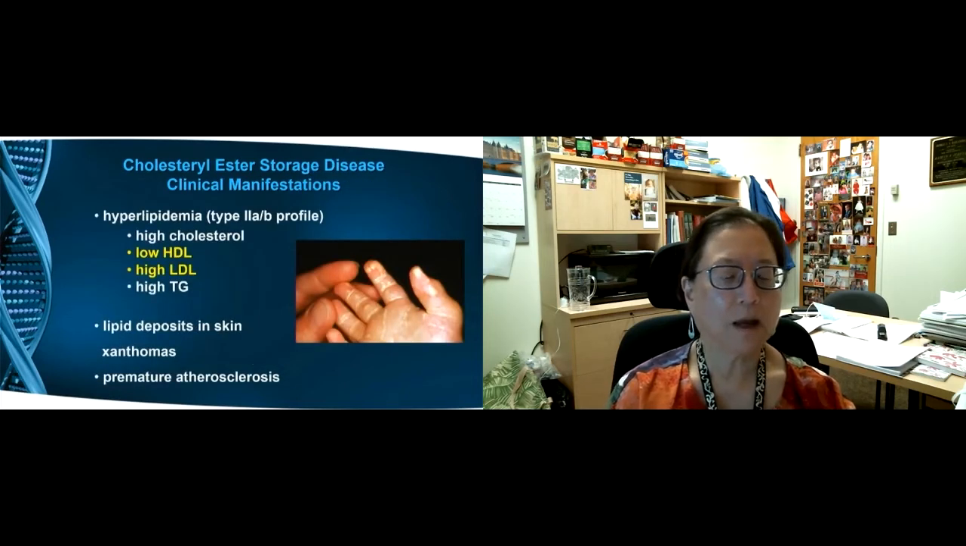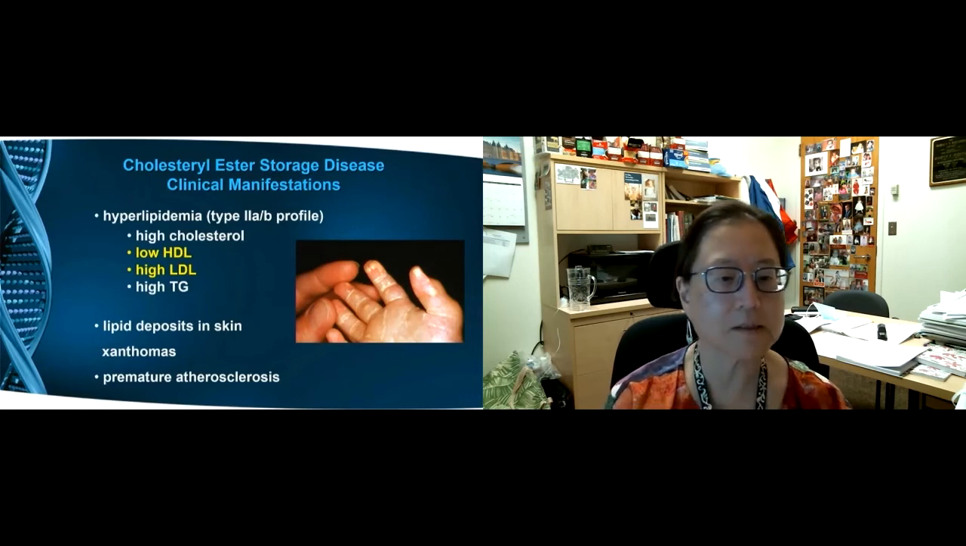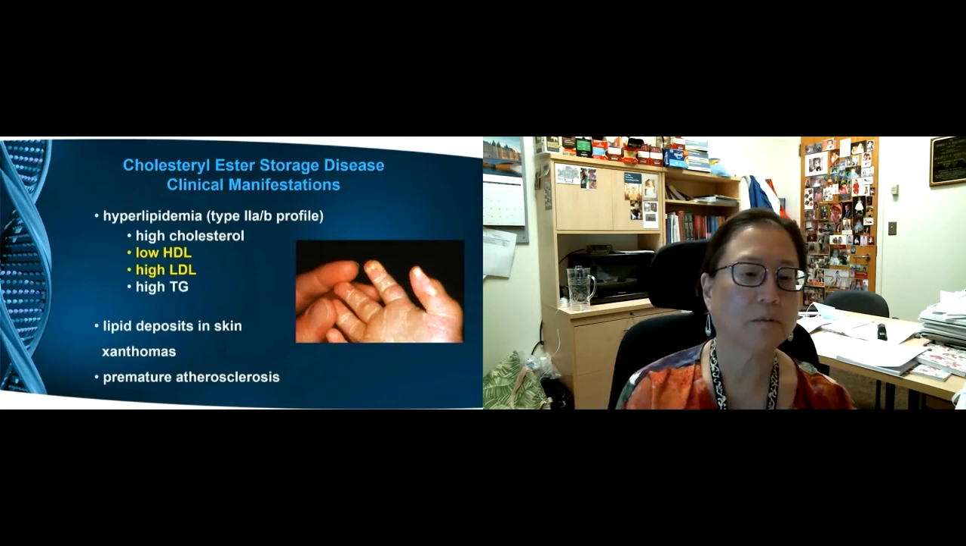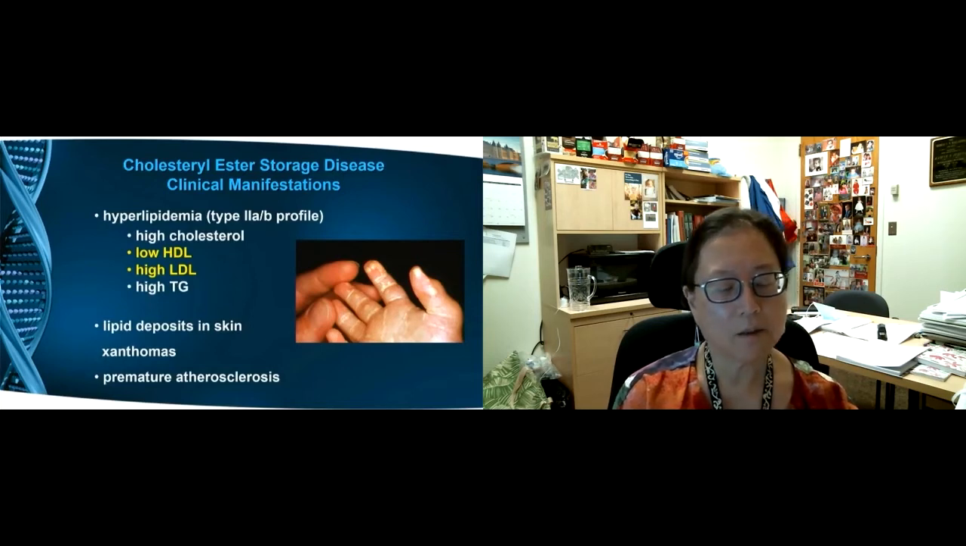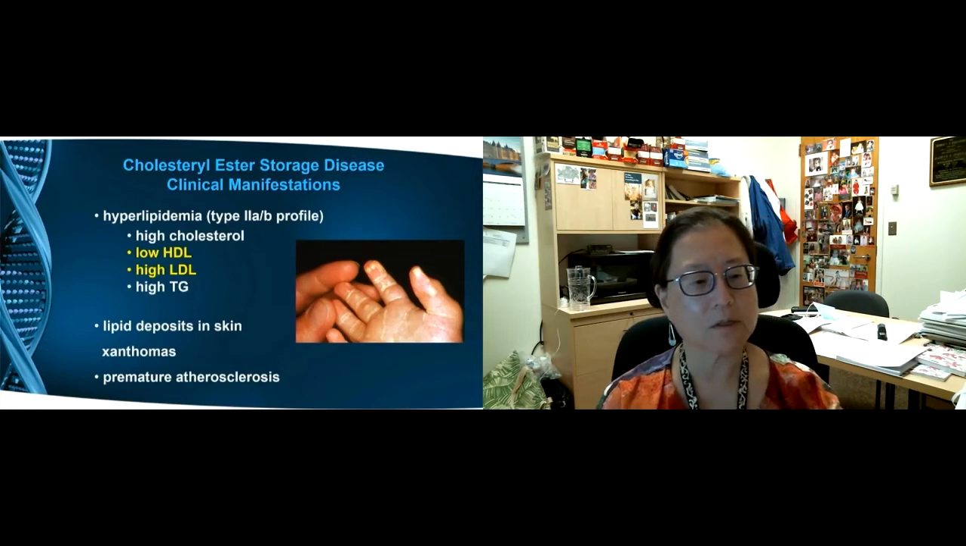They will often present with hyperlipidemia, showing a high cholesterol, a high LDL, a low HDL, and high triglycerides. One can see that they will often have lipid deposits in the skin. As shown on the right-hand side, these whitish areas represent xanthomas or lipid deposits. They can also have premature atherosclerosis. Next slide.